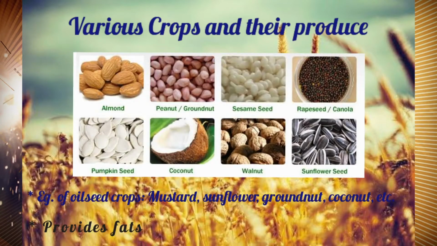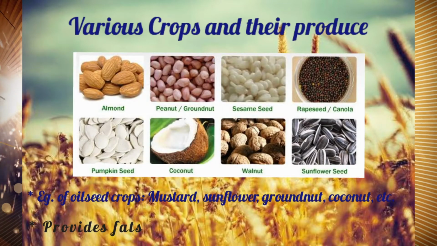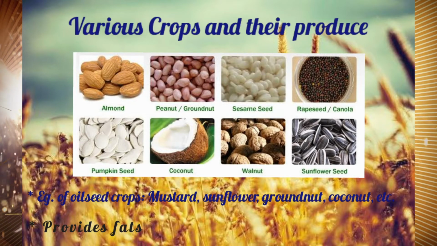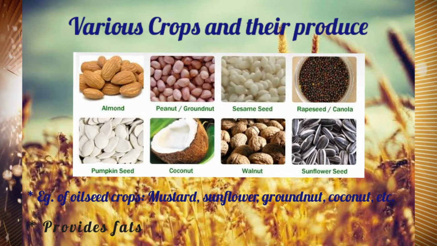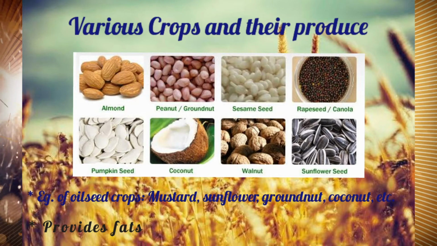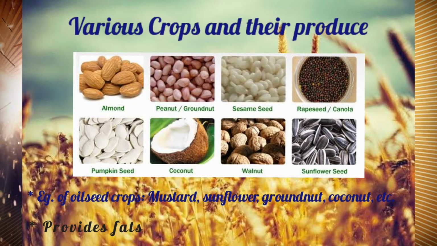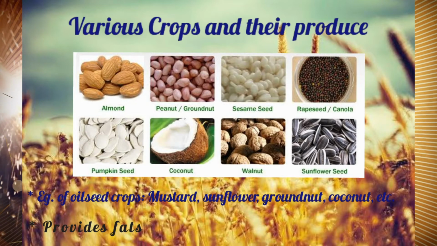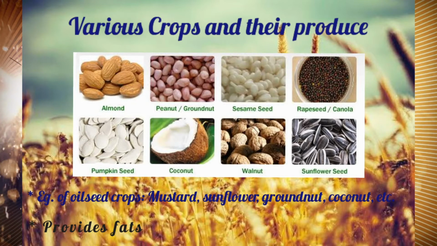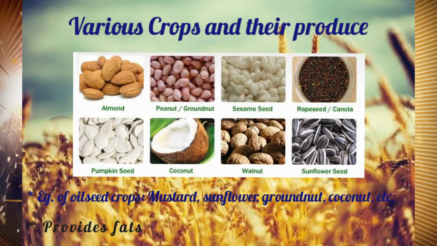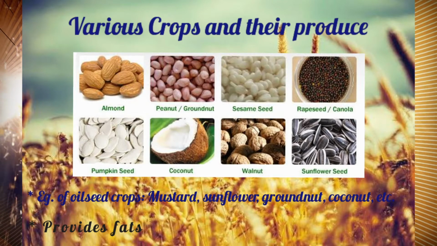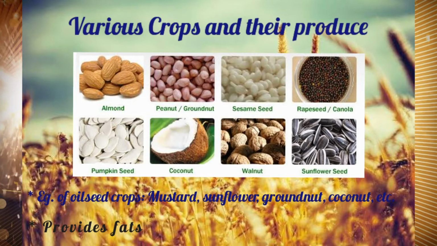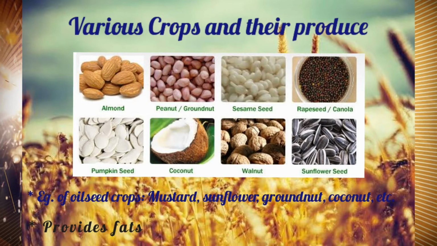उसके बाद है oil seed crops. The examples of oil seed crops are mustard, sunflower, groundnut, coconut, etc. And we get oils from oil seed crops. Oil seed crops में से हमें oils मिलते हैं. Oils are necessary for fats. Fats के लिए हमें ये oil seeds consume करने पड़ते हैं. Fats provide us with energy and heat during winters.